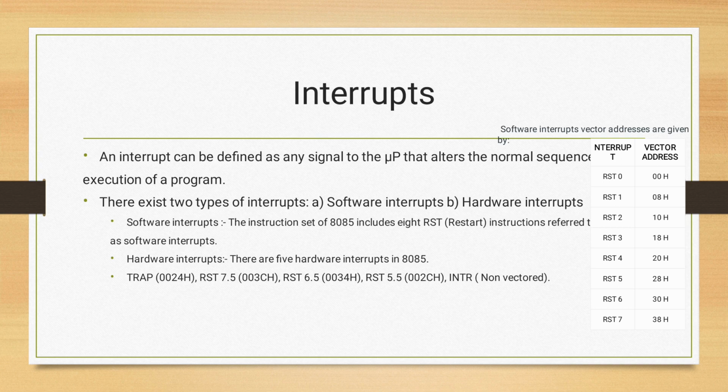Now, next, the hardware interrupts. In the Intel 8085 processor, there are 5 hardware interrupts: TRAP, RST7.5, RST6.5, RST5.5, and INTR. Each interrupt has some vector locations, excluding INTR, which is the lowest priority interrupt and is sometimes called a non-vectored interrupt.